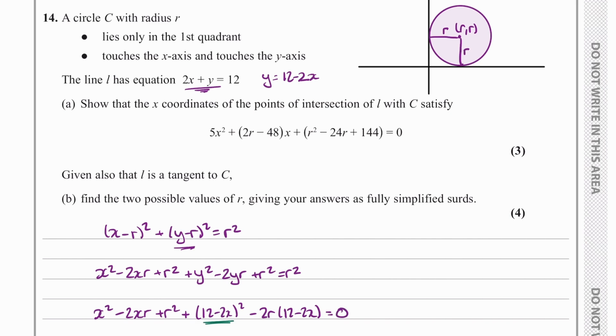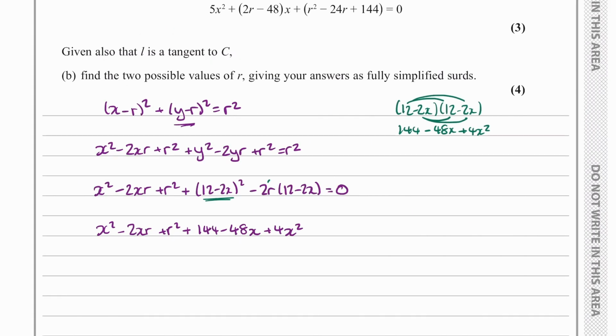We'll expand out this bracket and we get 144 minus 24x minus another 24x plus the 4x squared. So I'll substitute this into here. Now we'll expand out this bracket, so we get negative 24r, and the negative 2r times the negative 2x will be positive 4rx, and this will equal 0.